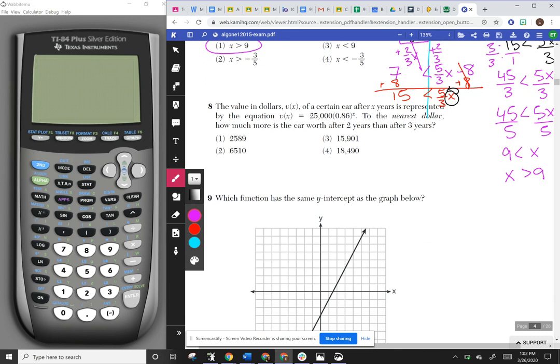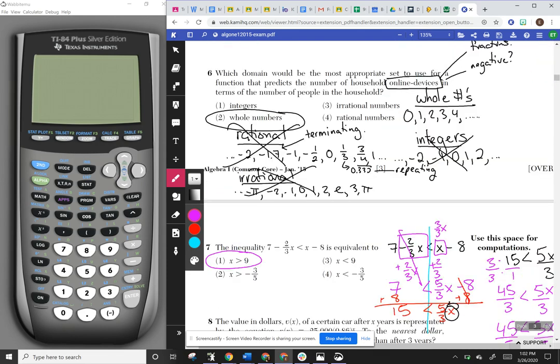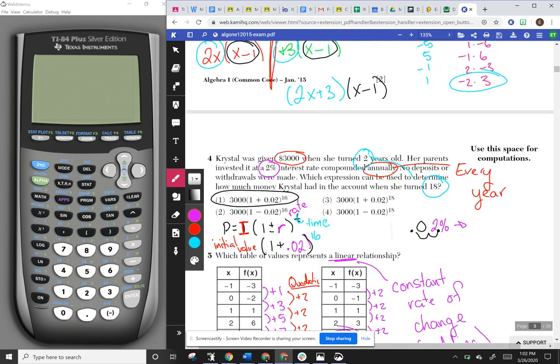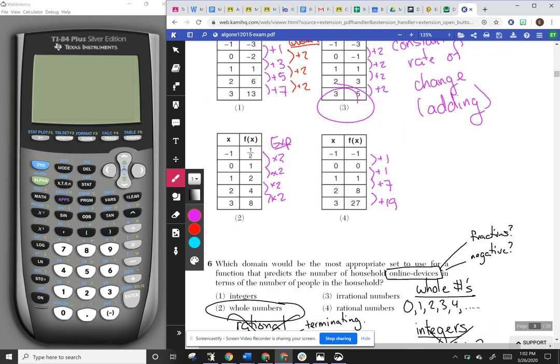Question number 8, the value in dollars v of x of a certain car after x years is represented by the equation v of x equals 25,000 times 0.86 to the x. To the nearest dollar, how much more is the car worth after 2 years than after 3 years? So this is another question like this one we did up here. It's the same formula.